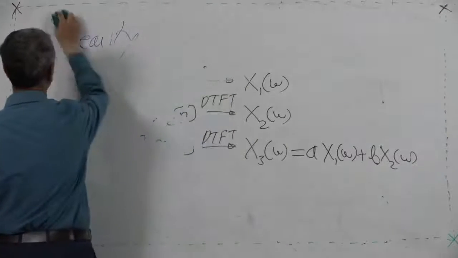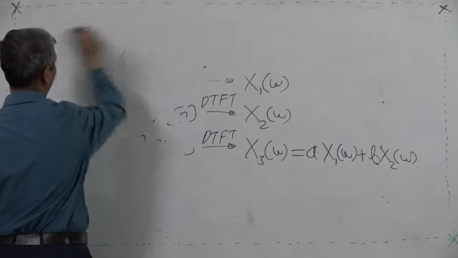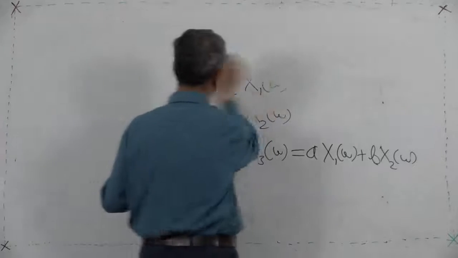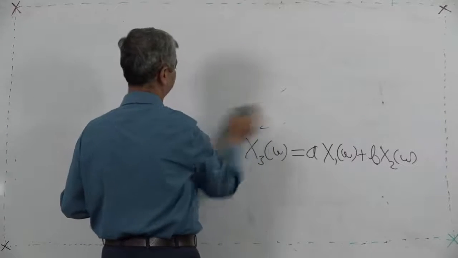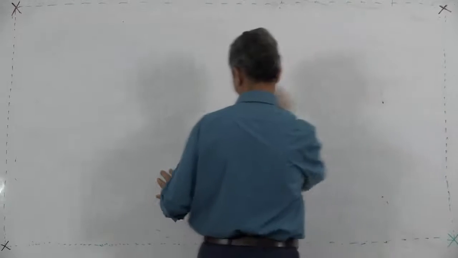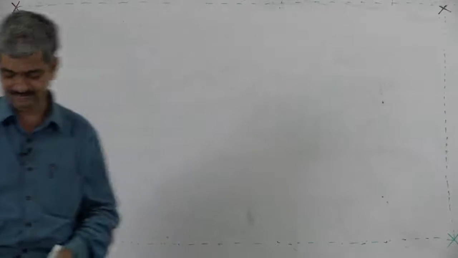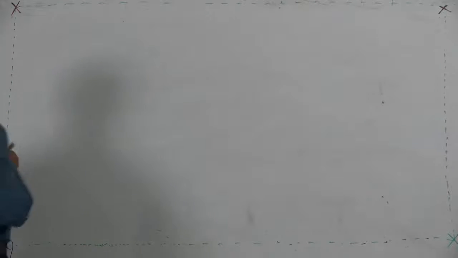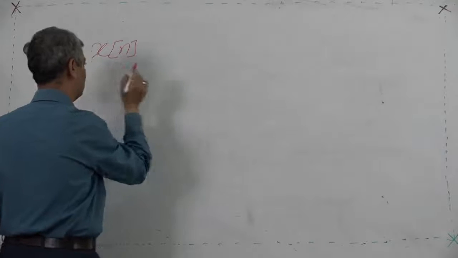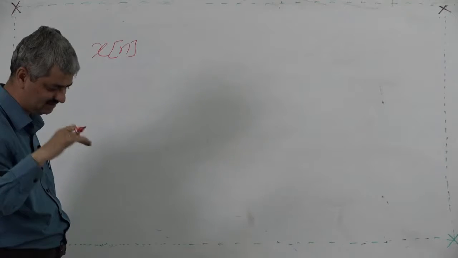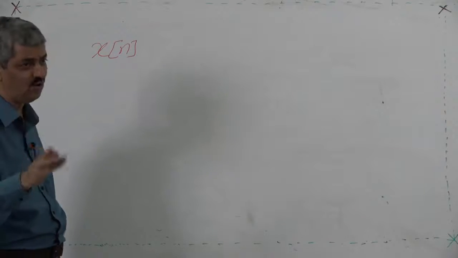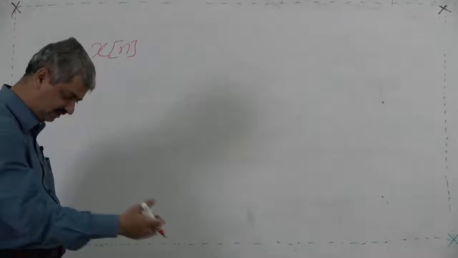The next is the shift property, which is useful on many occasions. Shift property is, I have a sequence x[n]. I will explain what a shift is, otherwise it is somewhat confusing unnecessarily. Either you do not think at all, or if you start thinking, you get confused.